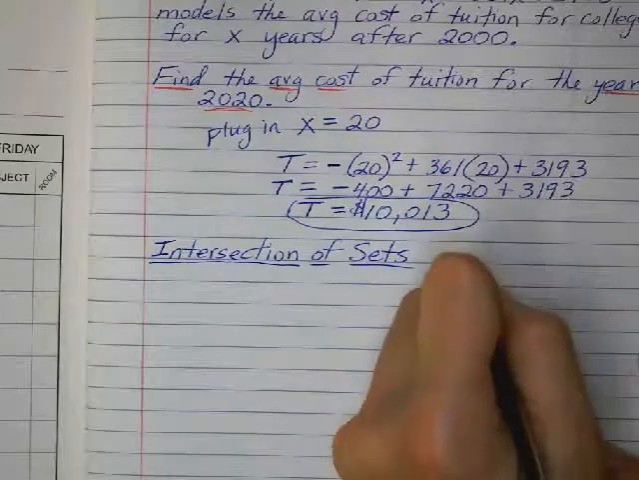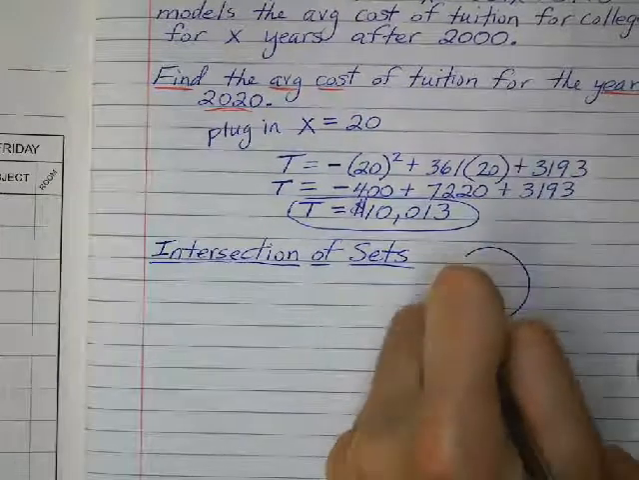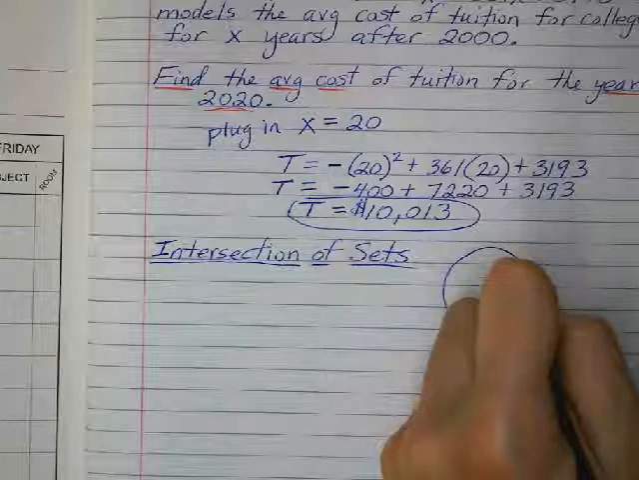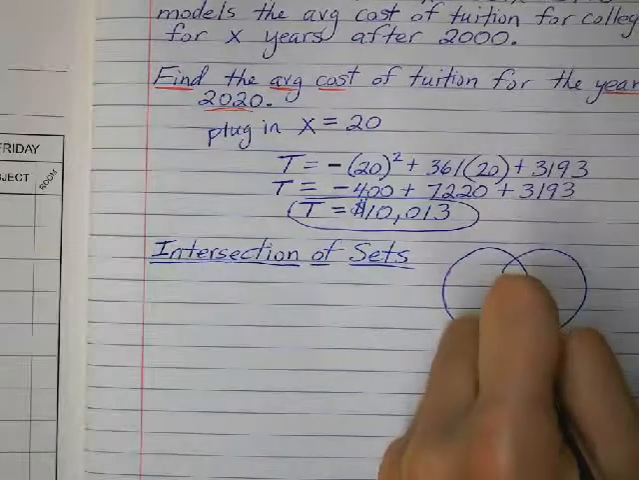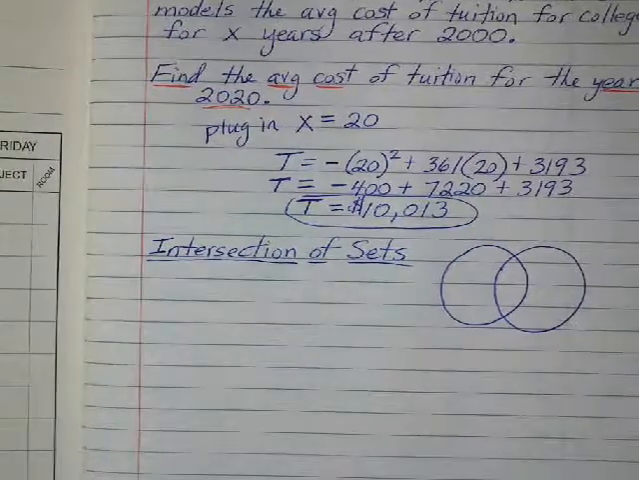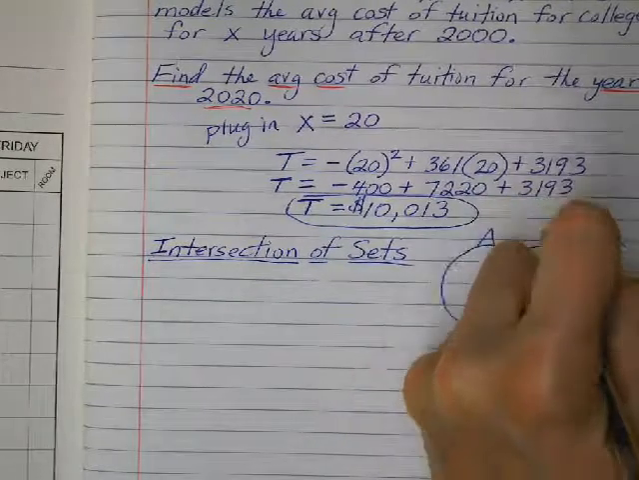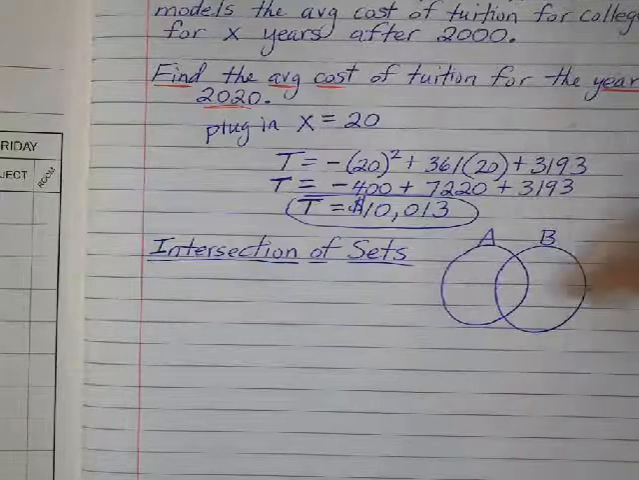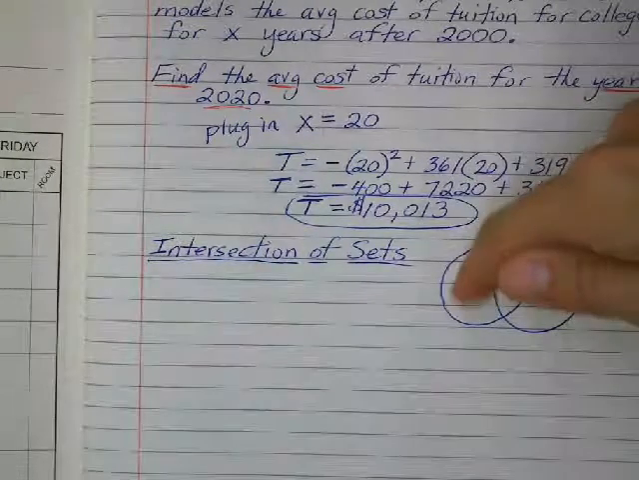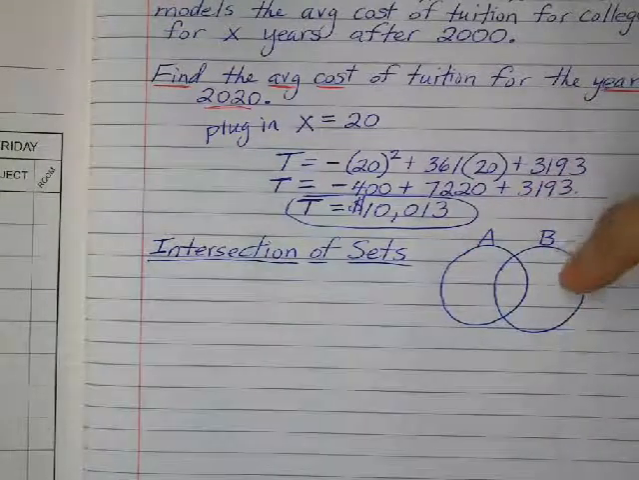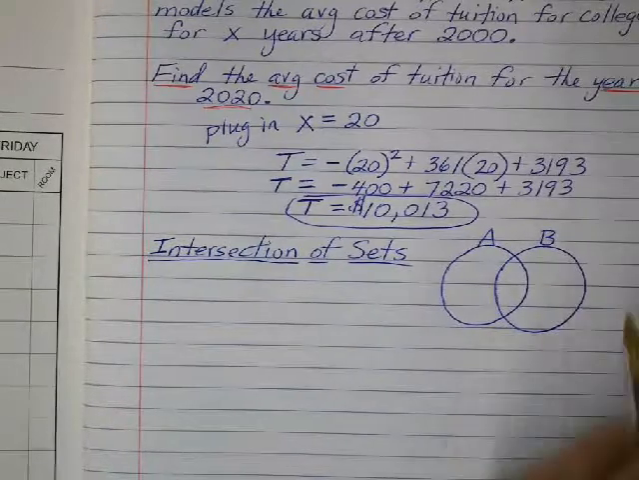Okay, you see these in math text sometimes, and they draw what's called a Venn diagram. They have these circles that overlap. You've probably seen those before. So one circle represents set A, and the other circle is set B, and you can see they overlap.